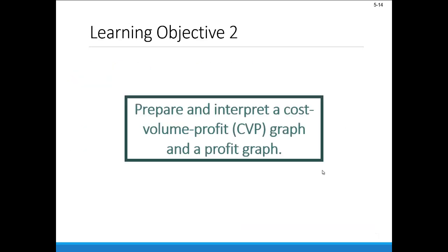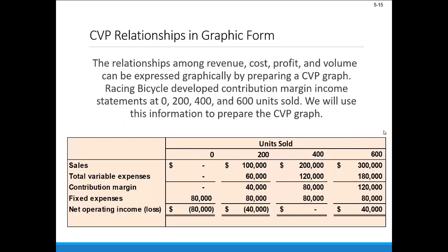All right, so our second learning objective was to prepare and interpret a CVP graph and a profit graph. All these relationships can be expressed graphically in a CVP graph, and sometimes it's very helpful to do that. We just have to pick various points at which to plot these expense and income items. So let's say for RBC, we put together rough income statements at the following sales levels: 0 bikes sold, 200 bikes sold, 400 bikes sold, which was the break-even point, and then 600 bikes sold.